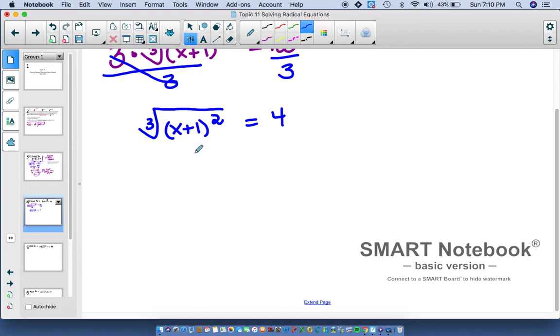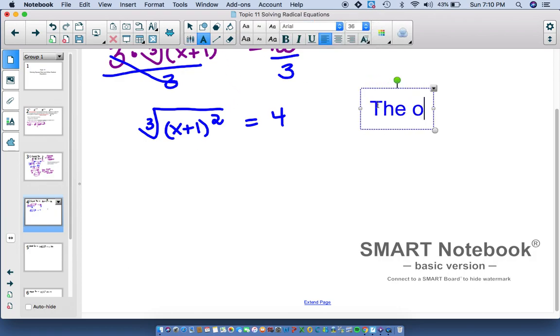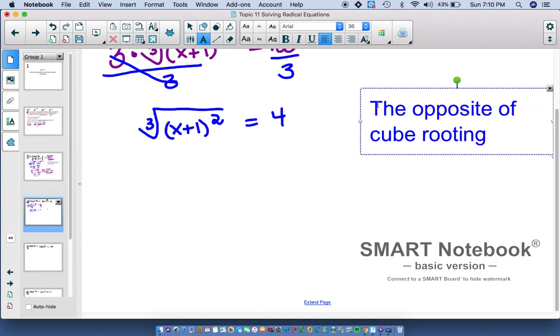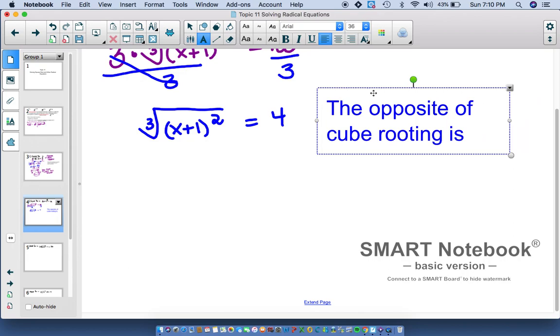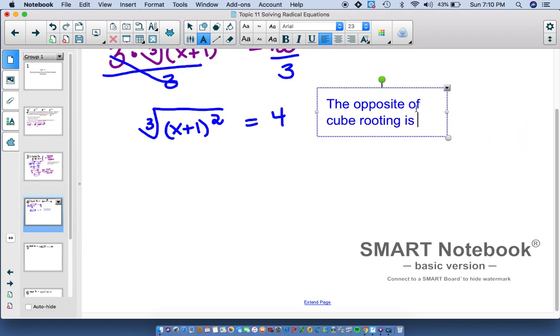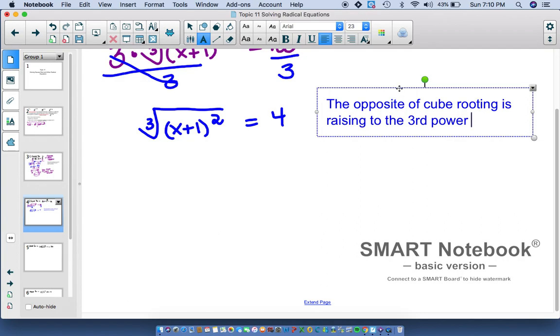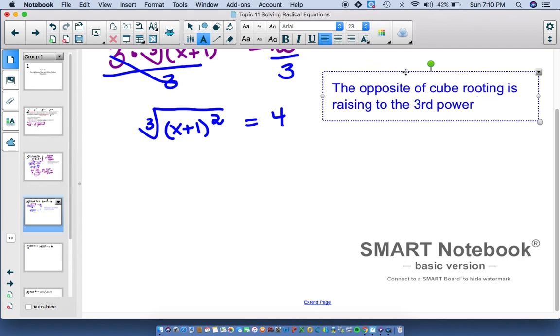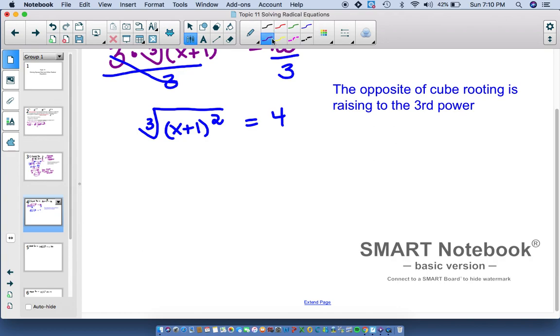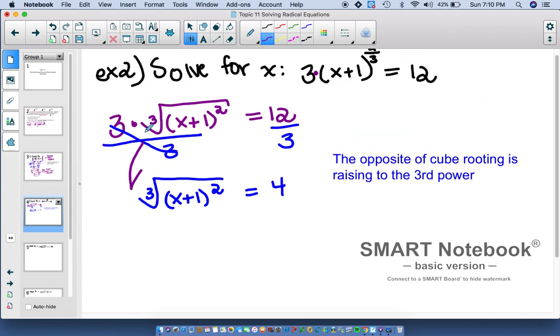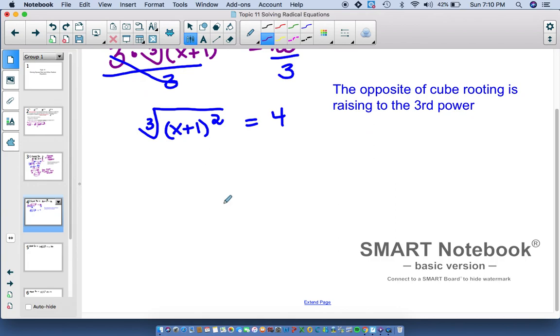So I gotta think about what's the opposite of cube rooting, okay? Think about it, and hopefully you realize that the opposite of cube rooting is raising to the 3rd power. So the opposite of square rooting is raising to the 2nd power, so the opposite of cube rooting is raising to the 3rd power. Okay, so I gotta undo the cube root. So I would undo the cube root by raising to the 3rd power, both sides, right?